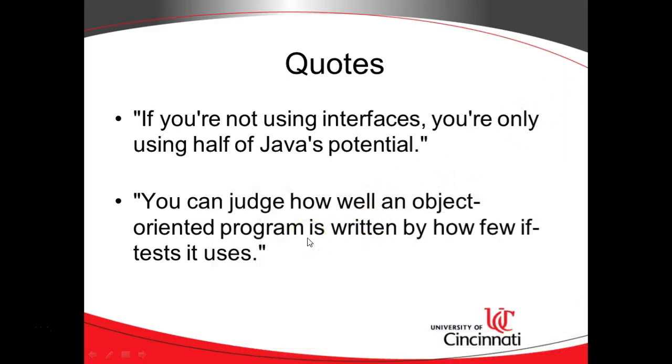Secondly, you can judge how well an object-oriented program is written by how few if tests it uses. So here what you see is that by eliminating if tests, we have a future-proof program.